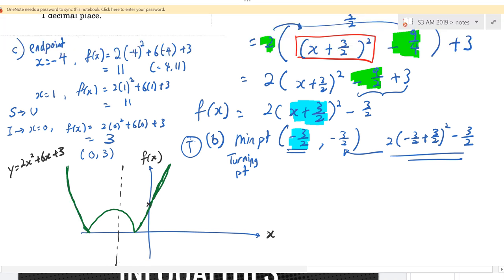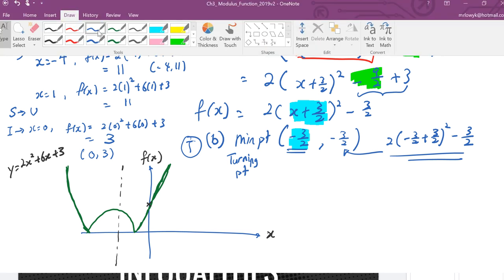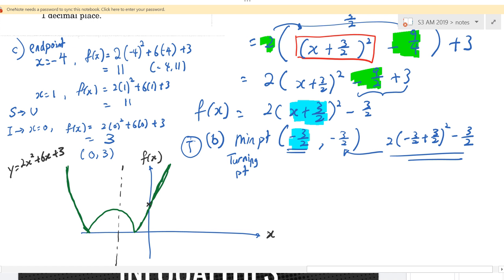So now I need to put in all the points. So let's start. This is 3. This point is negative 3 over 2, 3 over 2. Because flip up, so the point changes. My first endpoint and my second endpoint. So this is negative 4, 11. This is 1, 11. All done.